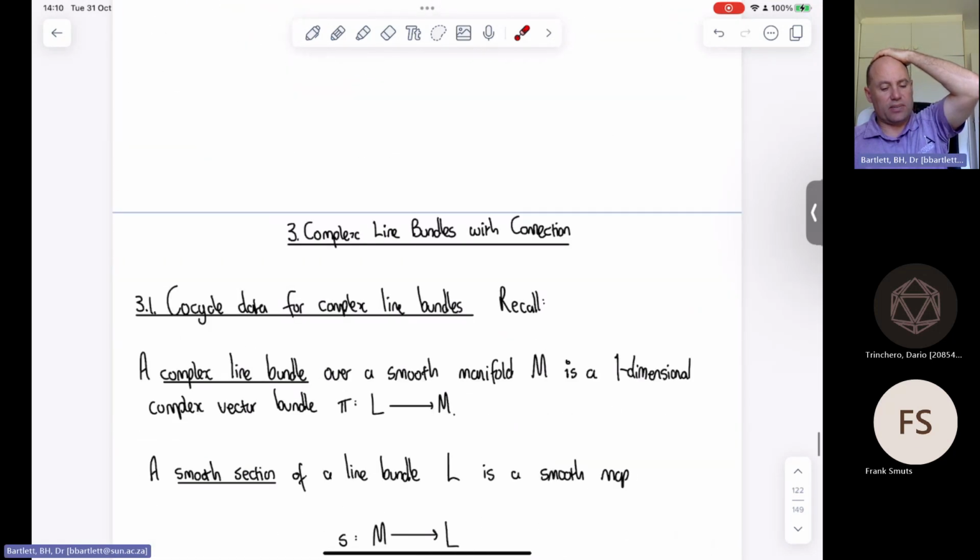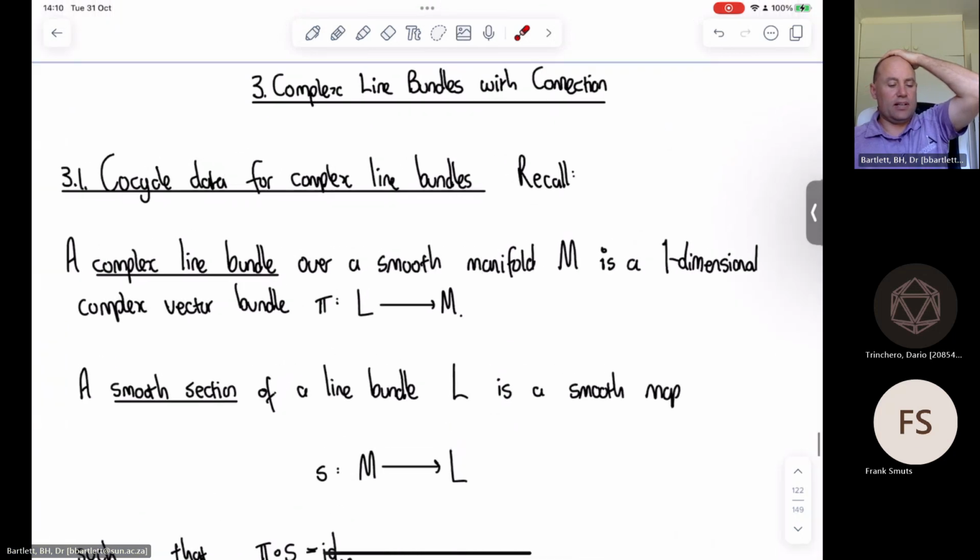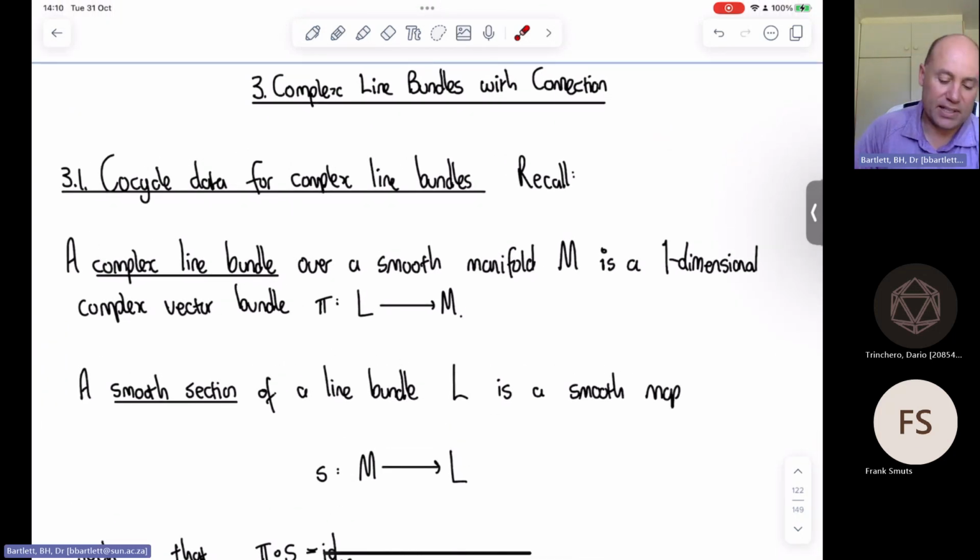Okay, so let's start with today's lecture. I want to speak about complex line bundles with connection. A lot of this is from Le Floch, but some of it is from another reference called Schottenloher, which I will give the reference for just now.